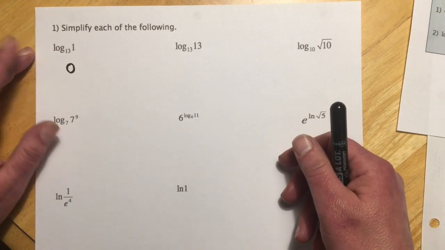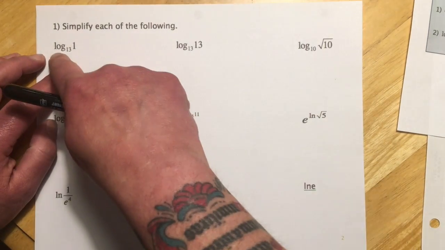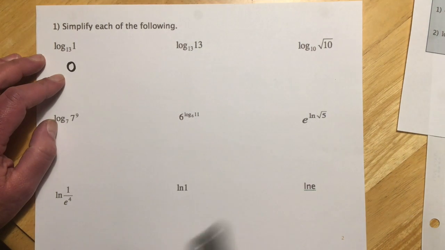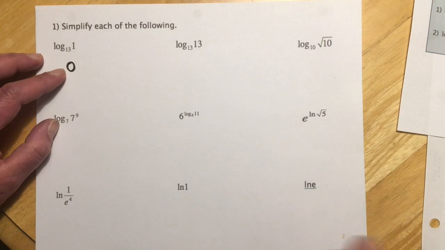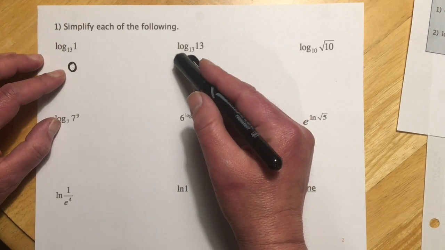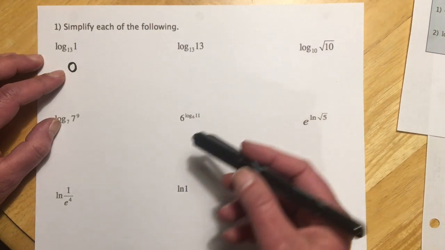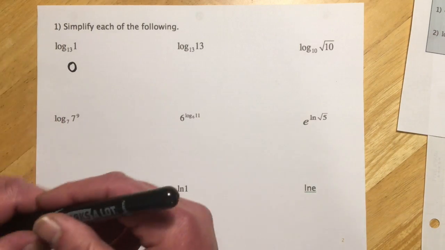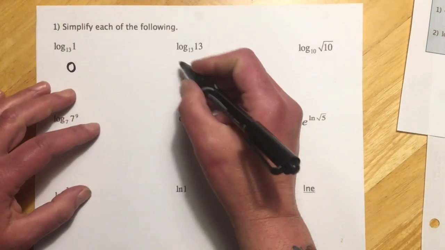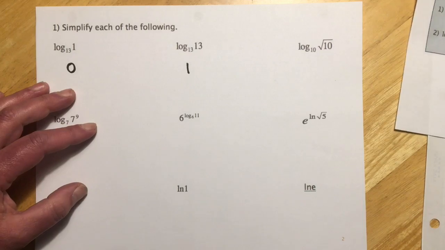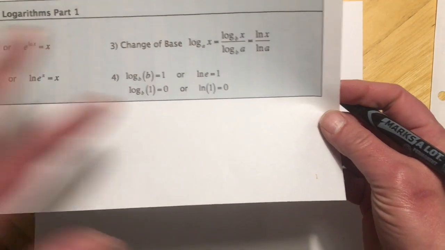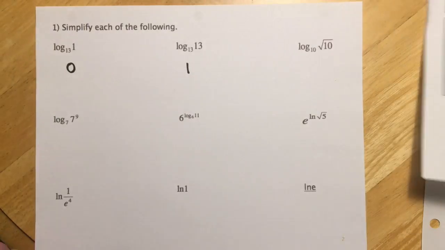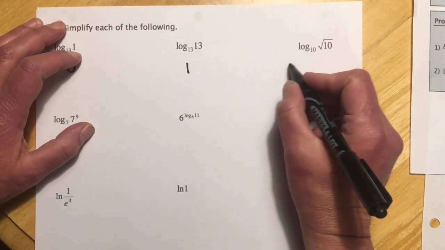This first one was log base 13 of 1. So what do I raise 13 to get 1? That would be 0. Next one is log base 13 of 13. So what do I raise 13 to get 13? That would be 1. And these properties are right here on the sheet, so you can absolutely check this out as you're doing them.